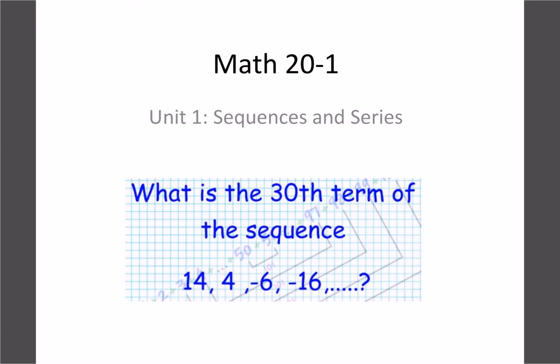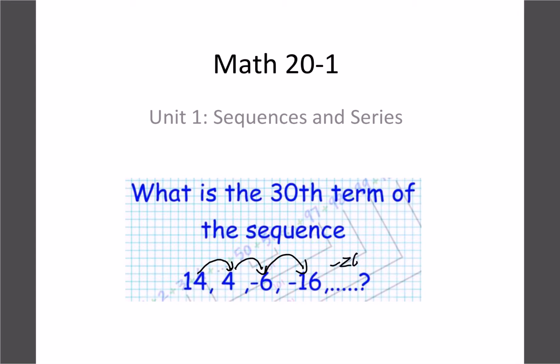Alright, we're going to start with our first lesson in Math 20-1, and our first unit's on sequences and series. Today what we'll do is figure out what they are, and we're going to start with our first type of sequence. In this picture, you can see we have a number pattern going from 14 to 4 to -6 to -16.